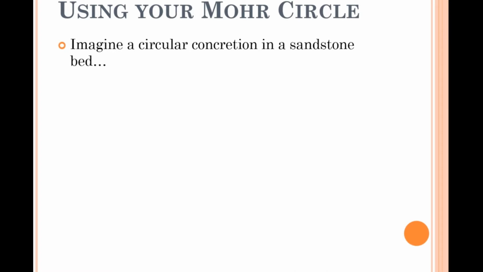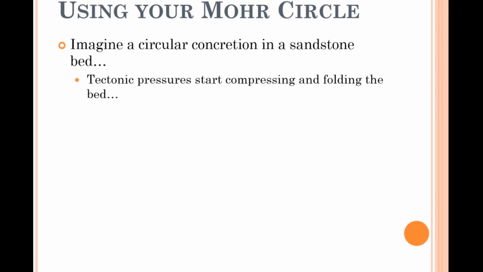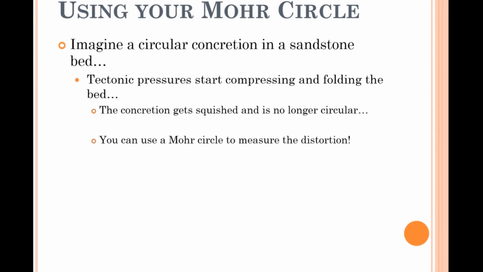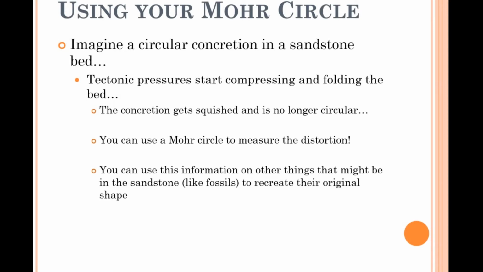So if you have a circular concretion in a sandstone bed and tectonic activity happens and it folds it and squishes it, the concretion is going to get squished along with the sandstone. You can use a Mohr circle to measure how much it got squished, how much distortion there was. You can then use that information to correlate the distortion on other things, because not everything starts out circular.